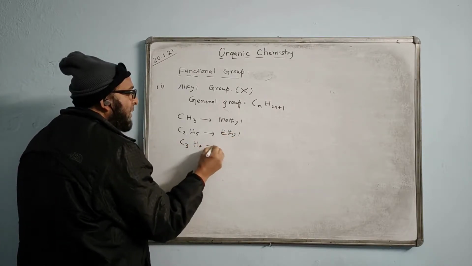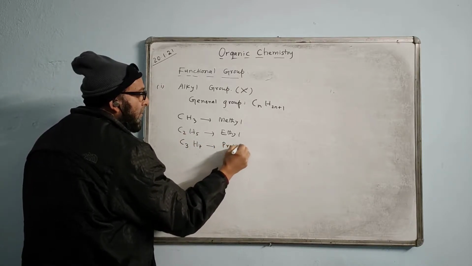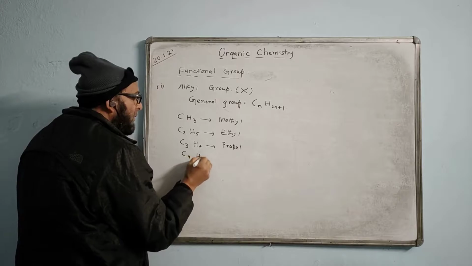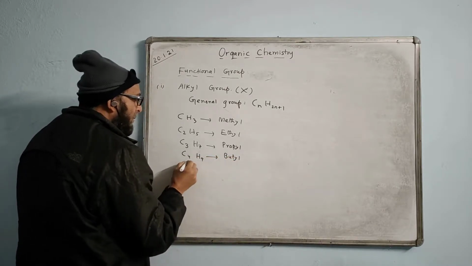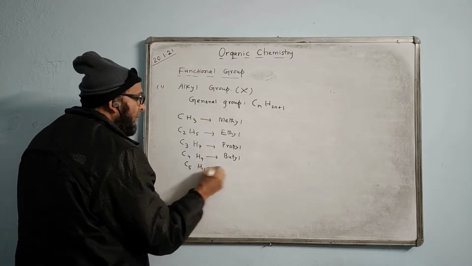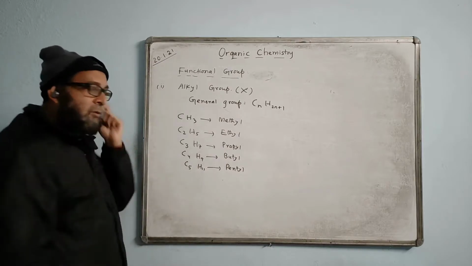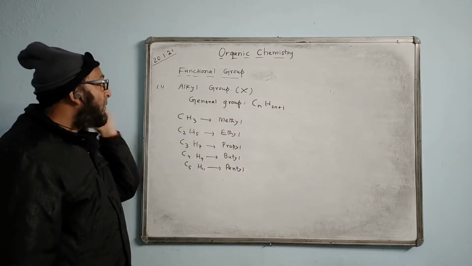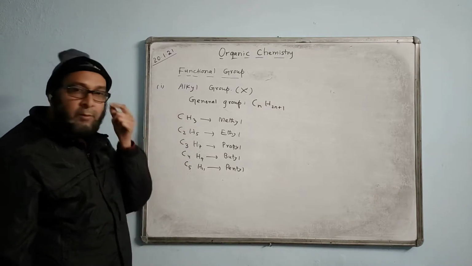Now, in the homologous series, C2H5 becomes ethyl. C3H7, where one carbon and two hydrogens are added, becomes propyl. C4H9 is called butyl, and C5H11 is called pentyl, and so on. This group is called the alkyl group.